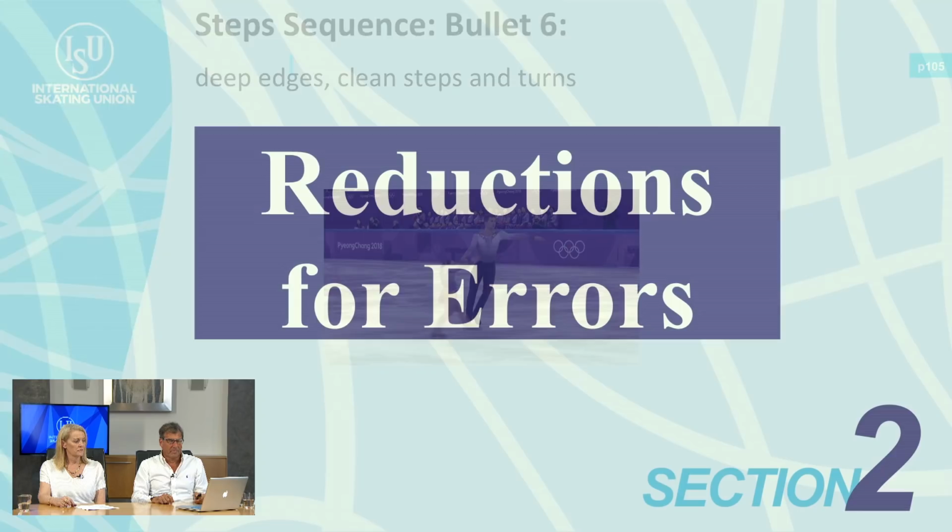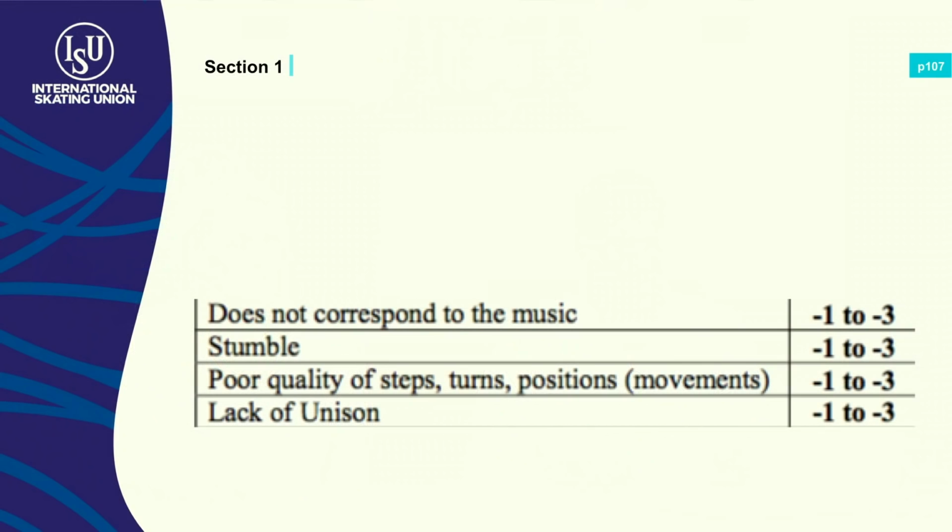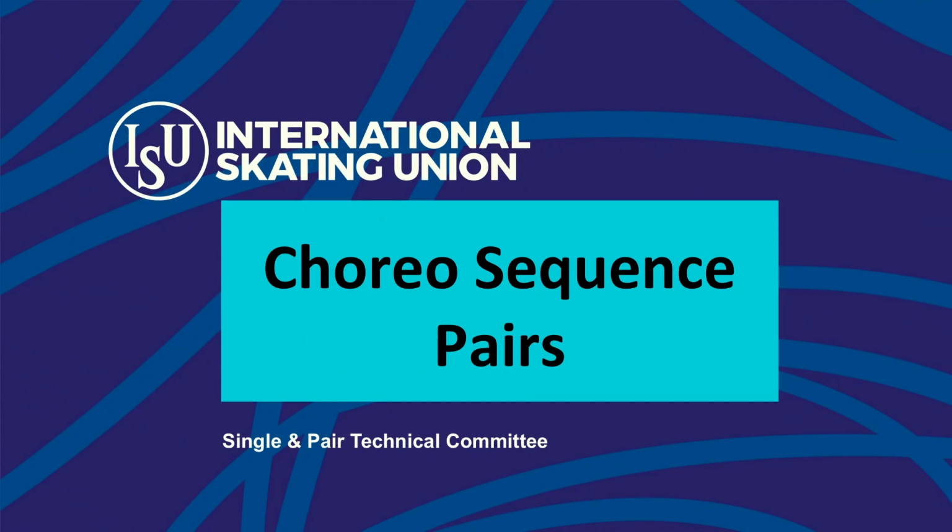And the chart for the errors. Unfortunately, there is not the first part of the chart. I don't know why it's only showed. Anyway, there are also errors for faults that is not indicated here. Okay, let's look at the choreo sequence now.